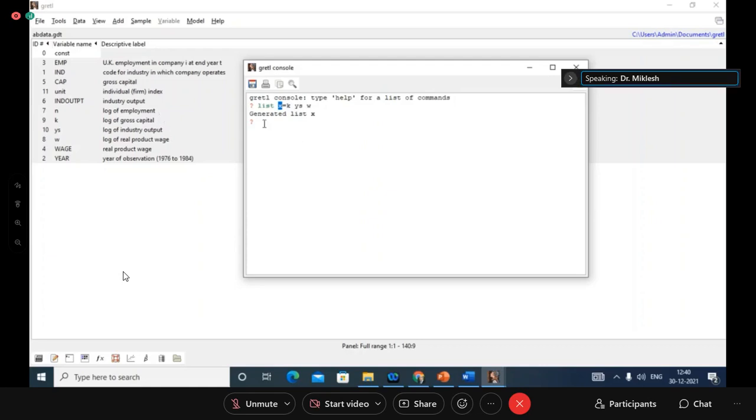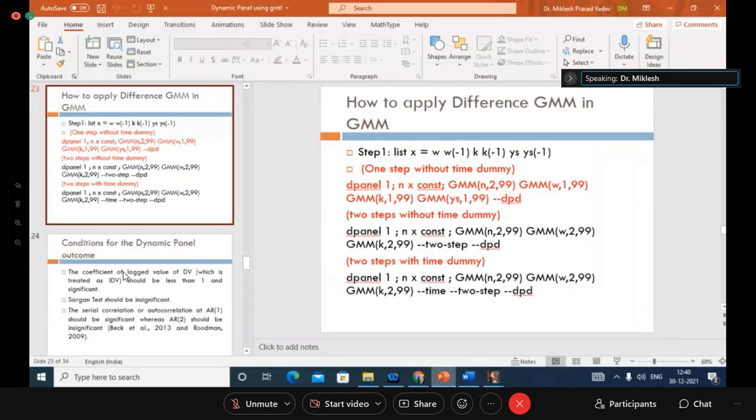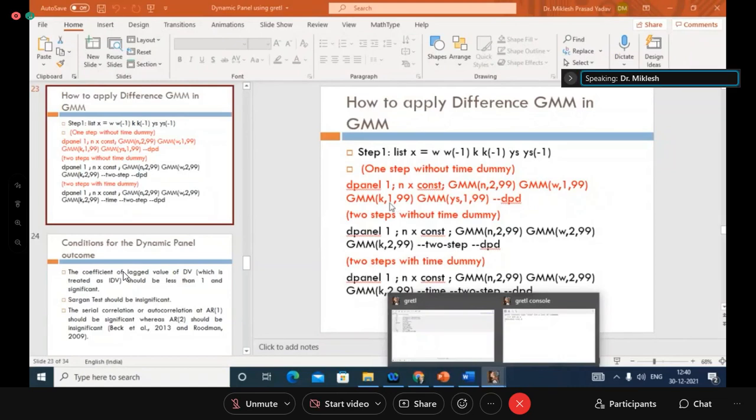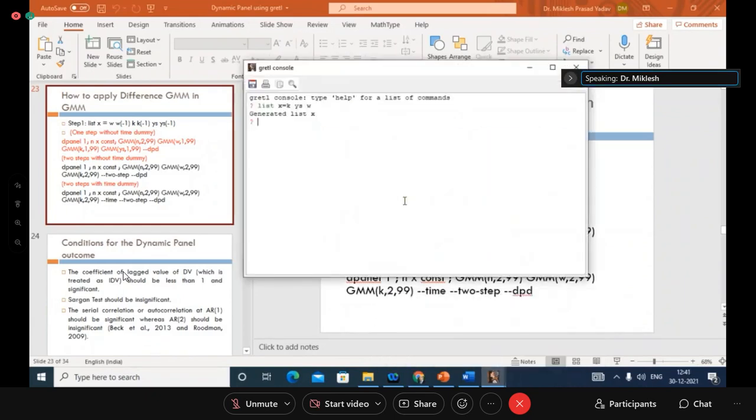Now there is a command. I have saved this command here also. So simply I write dpanel 1, semicolon, then dependent variable, x, constant, and then this. Let me write this. I simply write here: dpanel 1, semicolon, and then n. I'll be talking about what this n means, what x and const mean.